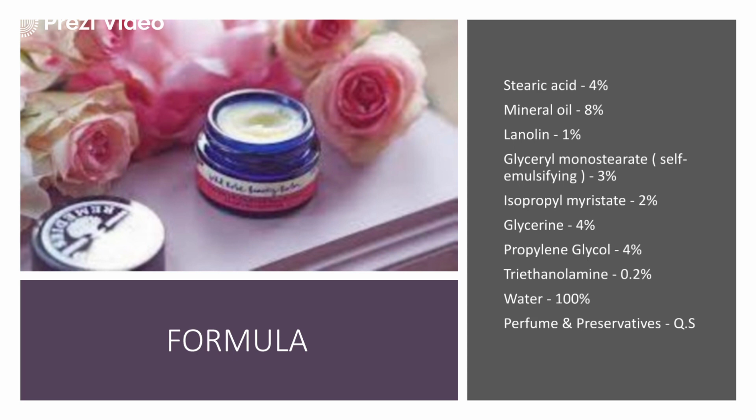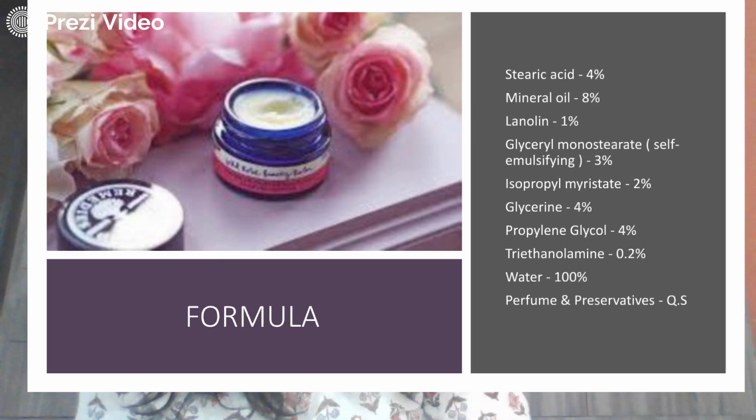So you can see again there are two phases, the oily phase and the aqueous phase. The oily phase comprises mineral oil, lanolin, and the aqueous phase comprises stearic acid, water, in combination with other ingredients like glyceryl monostearate, which is used for emulsification, or triethanolamine, perfumes and preservatives. Glycerin is added as a humectant so as to preserve the natural moisture of the skin. So these creams are formulated using these substances.